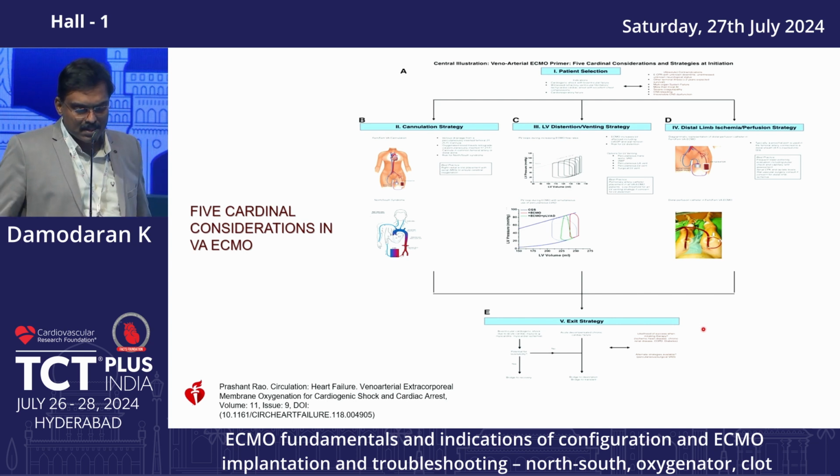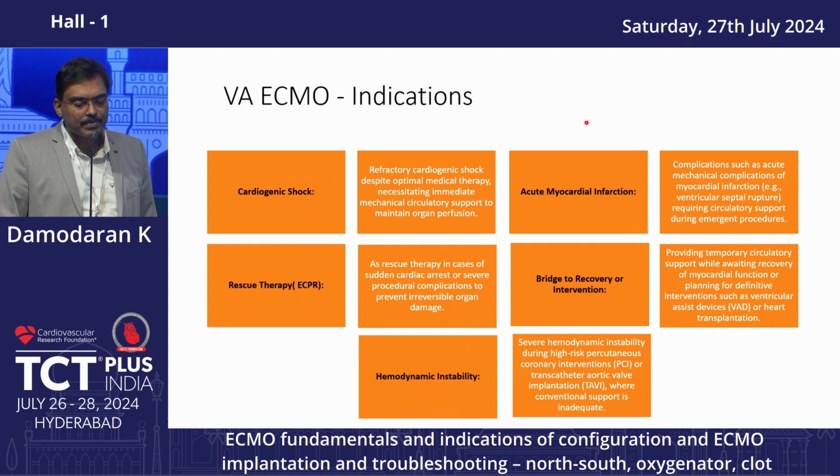The second one is cannulation strategy, then monitoring, in the form of whether the patient develops LV distension or distal limb ischemia. And finally, we need to find a way to exit, whether to bridge them with a VAD or a transplant. These are the major indications as far as cardiologists are concerned: cardiogenic shock, both ischemic and non-ischemic, or mechanical complications in MI.